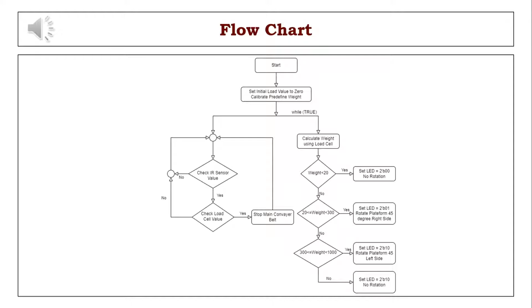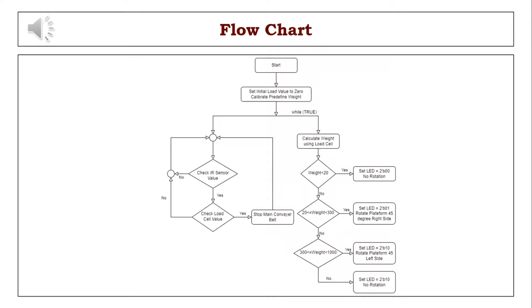If the recorded weight on the weighing platform is between 300 to 1000 grams, then the weighing platform tilts towards the left hand side. The LED of the left hand side turns on, and the left hand direction arrow and incremented left count is displayed on the 16 cross 2 LCD.